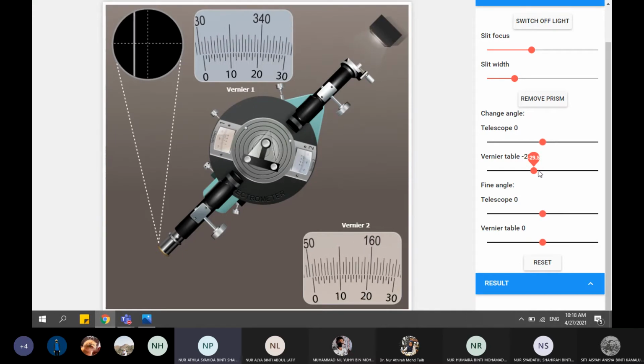So make the slit coincide with the telescope cross wire. Next, slowly rotate the vernier table by using the vernier fine adjusting slider until we get to see the slit is stationary for some moment.